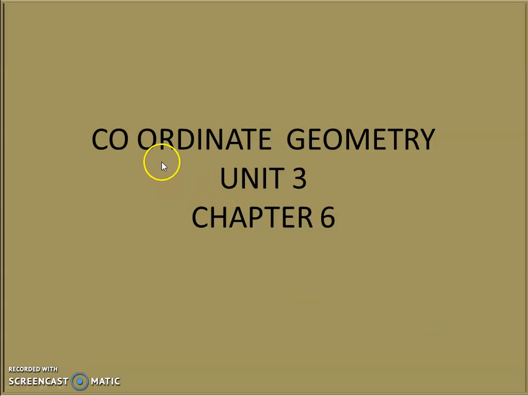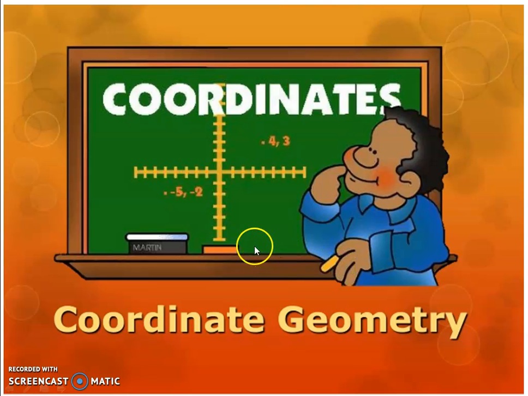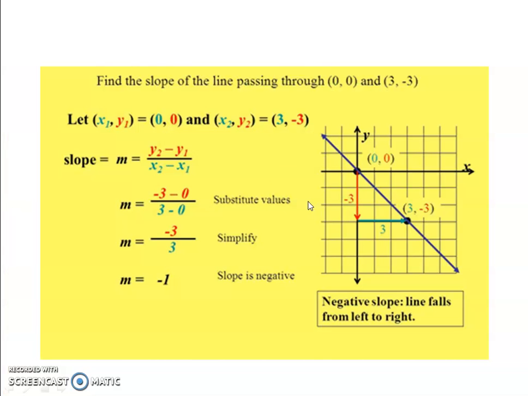Today's lecture is on coordinate geometry, unit 3, chapter number 6. Our coordinate geometry topic is related to perpendicular and parallel lines. Let us check what happened and what is used. We have to find the slope of the line passing through points 0, 0 and 3, -3.